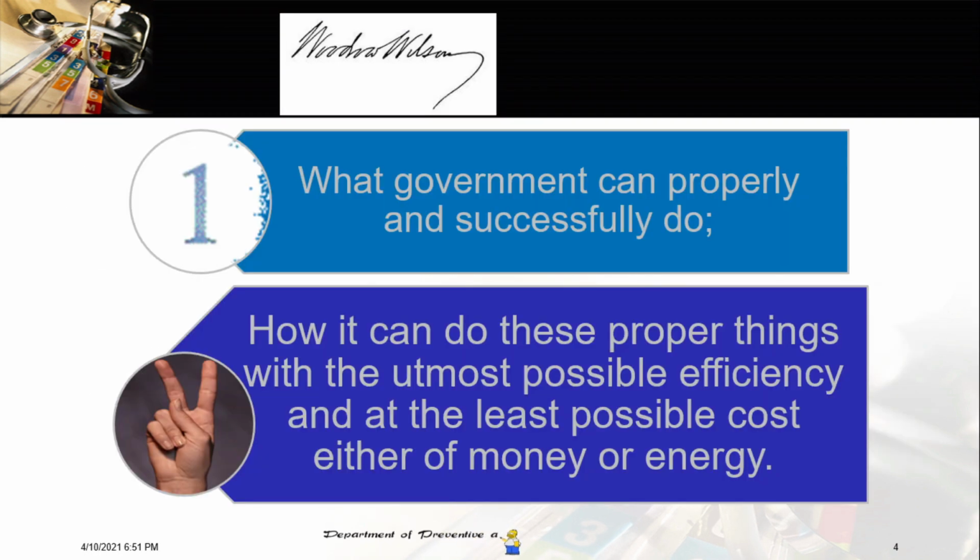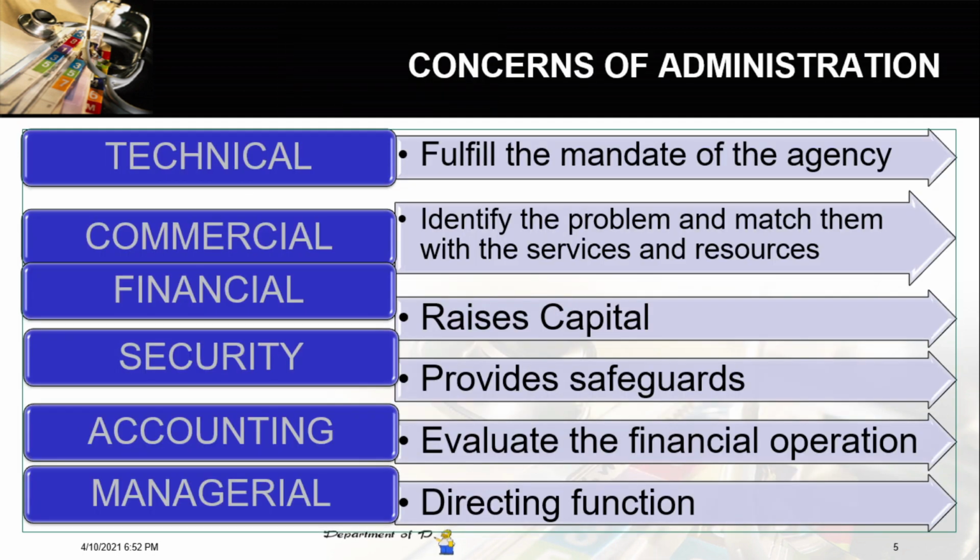For Wilson, the object of administrative study was to discover first what government can properly and successfully do, and secondly, how it can do these proper things with the utmost possible efficiency and the least possible cost, either of money or of energy. In so doing, Wilson laid out key observations regarding public administration that still form the backbone of the discipline. What are the concerns of an administration?